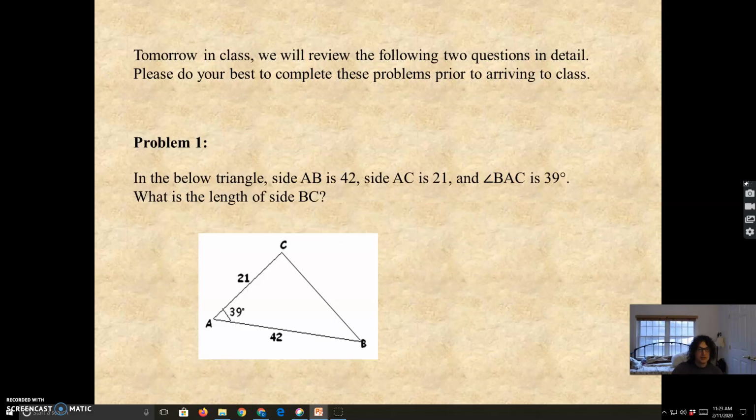triangle. Now, tomorrow in class, we're going to review the following two questions in detail. Please do your best to complete these problems prior to arriving in class. And you can see problem 1, in the below triangle, side AB is 42, side AC is 21, angle BAC is 38 degrees. What is the length of side BC? Now again, you can see corresponding angles. This would be the corresponding angle. This would be the corresponding side.